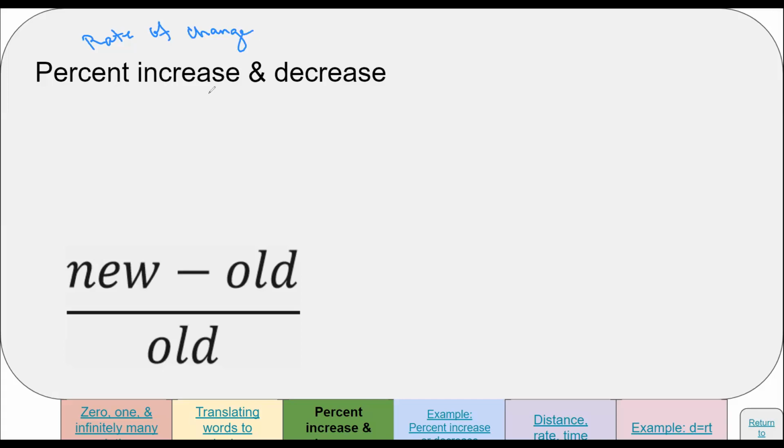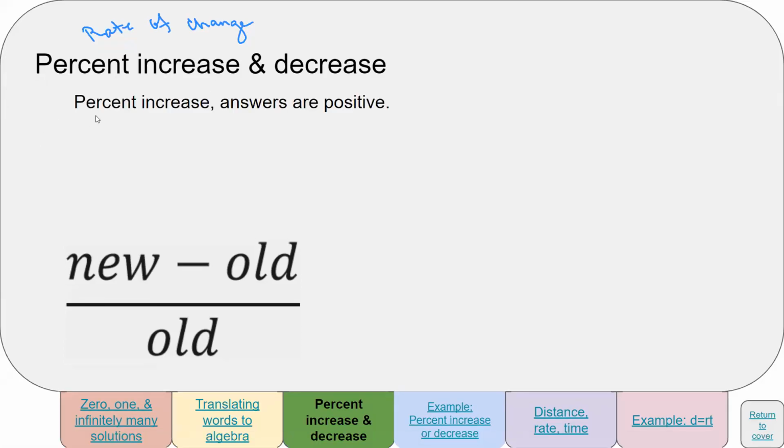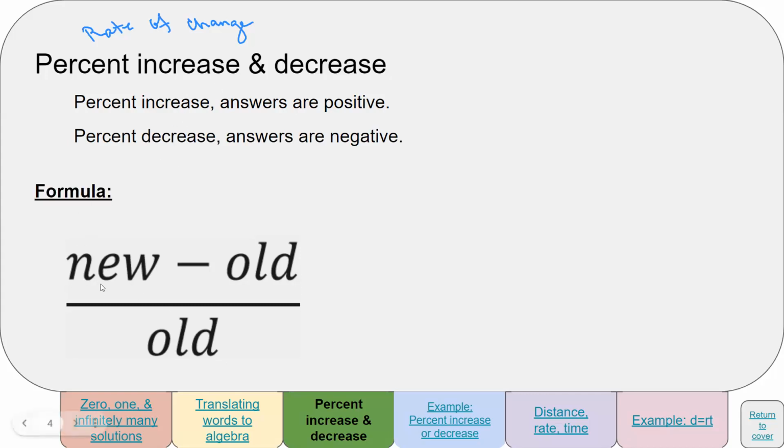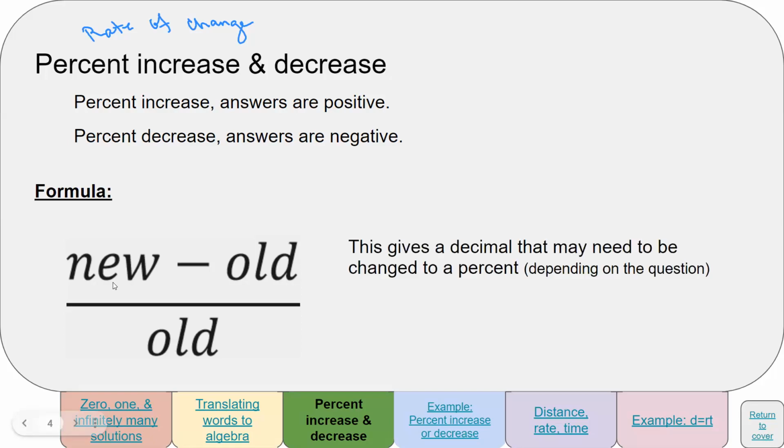Ooh, my handwriting is terrible today. Anyways, so when I'm thinking about it, if I use the same formula, I just remember a percent increase, my answer is going to be positive. Percent decrease, my answers are going to be negative. And what I do is use my formula, which is new minus old divided by old. That will give me a decimal that I might need to change to a percent, depending on the question.